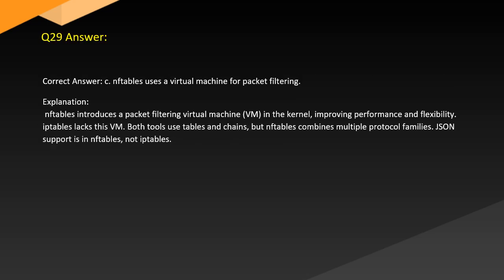Correct answer: C. nftables uses a virtual machine for packet filtering. Explanation: nftables introduces a packet filtering virtual machine, VM, in the kernel, improving performance and flexibility. iptables lacks this VM. Both tools use tables and chains, but nftables combines multiple protocol families. JSON support is in nftables, not iptables.